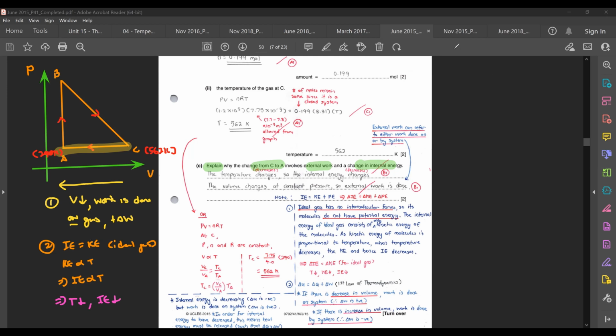Okay. But when your question is asking you to explain why there's external work and there's change in internal energy, they are looking for something a bit more general. They are not really asking you to explain whether the internal energy is positive or negative, whether your work done is positive or negative. Because like how I explained it here to you, I told you that your work done is positive.